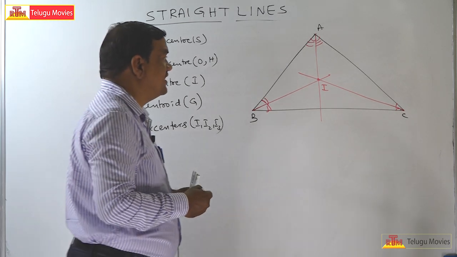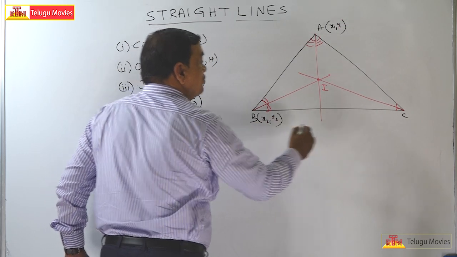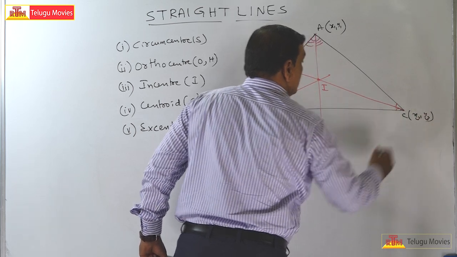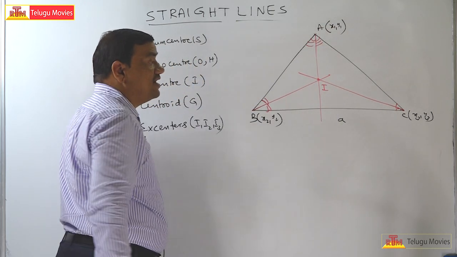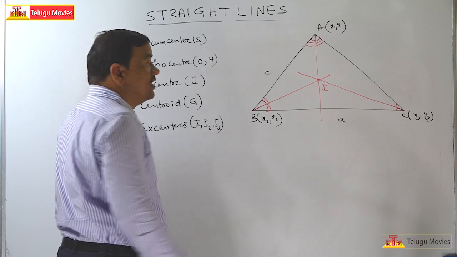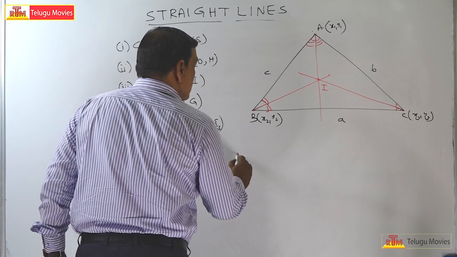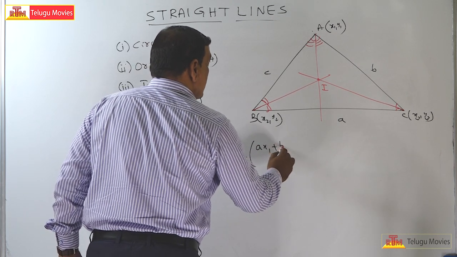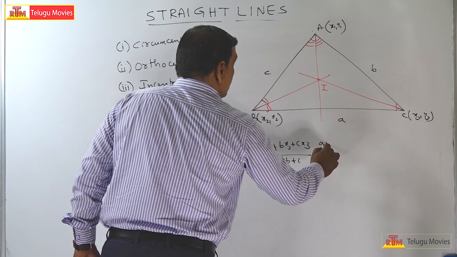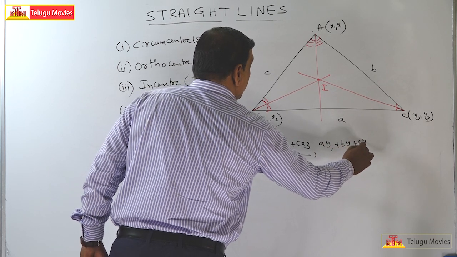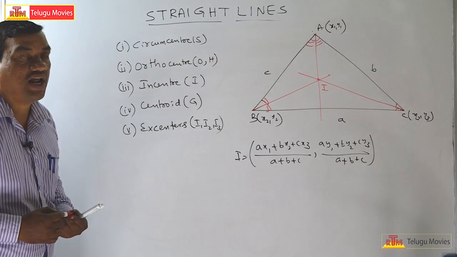A very nice formula. Suppose A is (x1, y1), B is (x2, y2), and C is (x3, y3). Let the length of the side BC be denoted a. Let the length of the side AC be denoted b, and the length of the side AB be denoted c. Then the incenter I will be (a x1 plus b x2 plus c x3) upon (a plus b plus c), and similarly for the y coordinates: (a y1 plus b y2 plus c y3) upon (a plus b plus c). So this is the incenter of the triangle ABC.